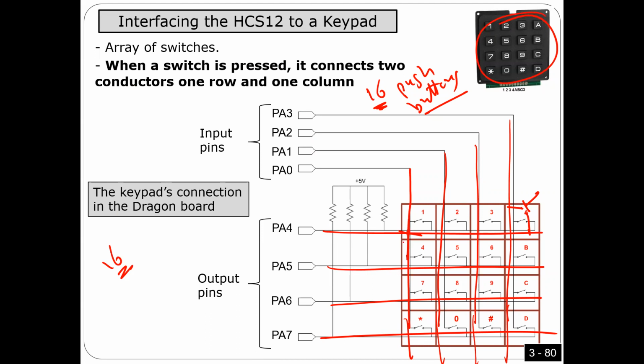Also, I told you last time, at every intersection here, the wires are not electrically connected. So sometimes we draw it this way, by the way, to say it's not electrically connected. And you have a push button here.